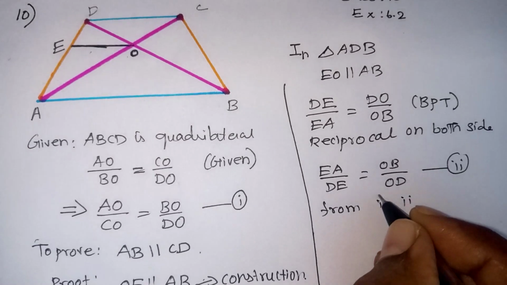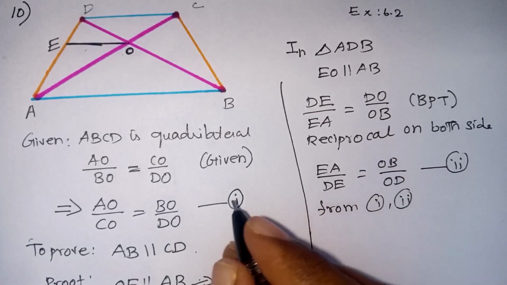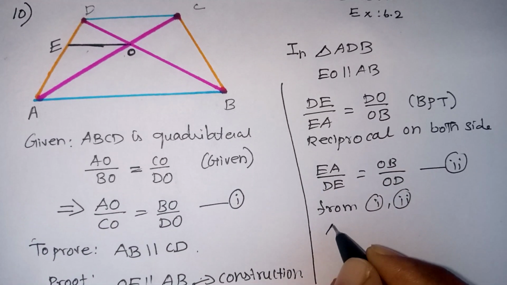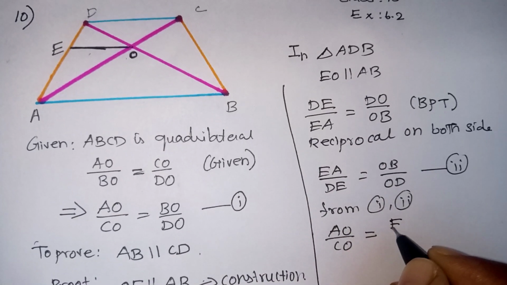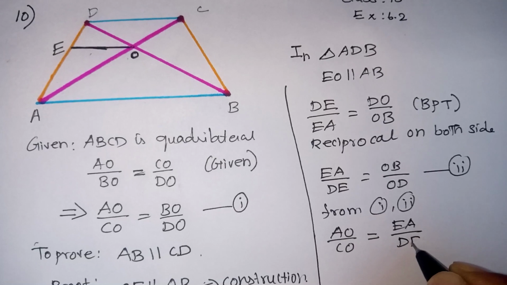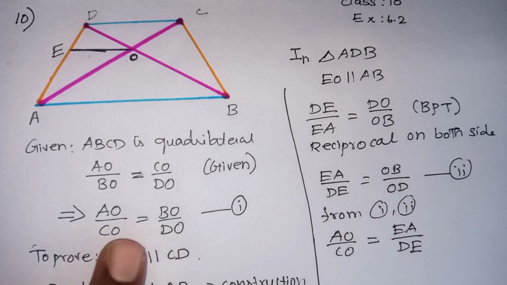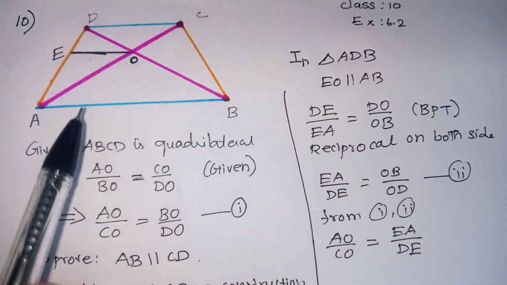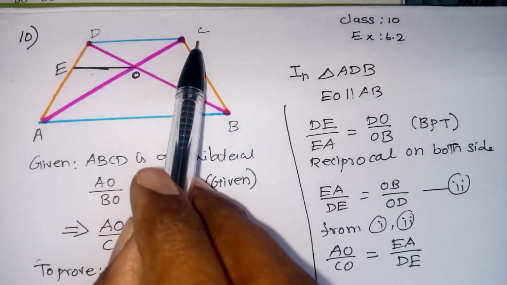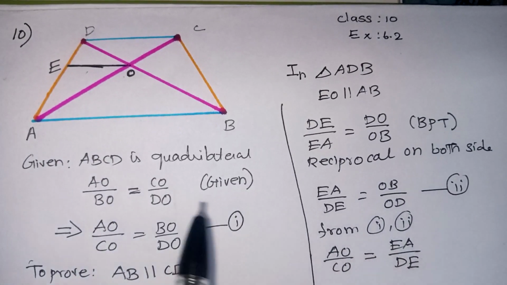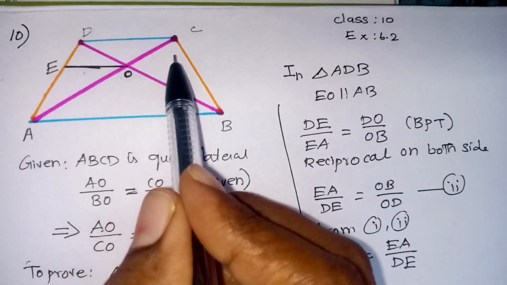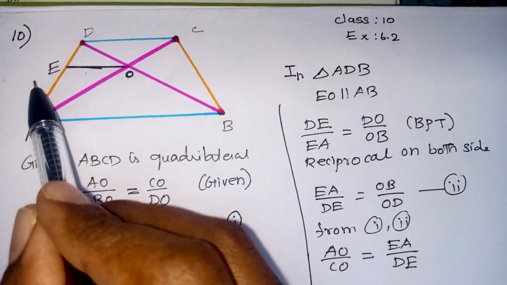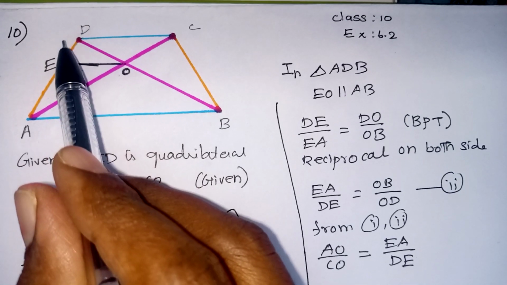So we will be getting a result. Since the right hand sides are equal, the left hand sides are also equal. So we can write AO by CO is equal to EA by DE. Now look at this in your diagram. AO by CO equal to EA by DE. We are getting the BPT again. AO by OC is equal to AE by DE.